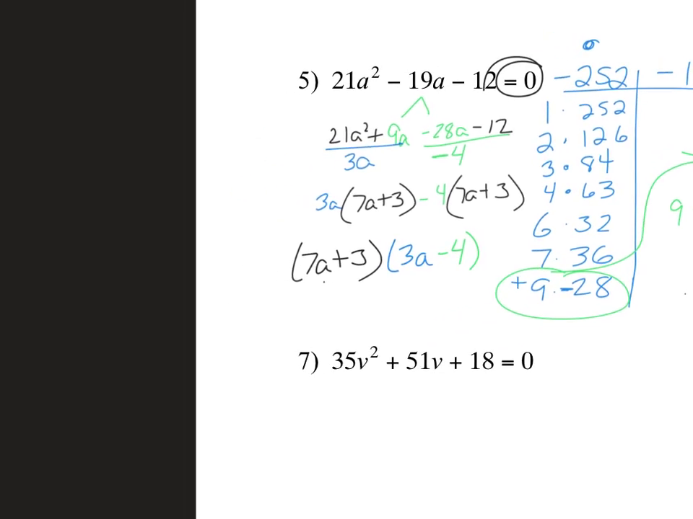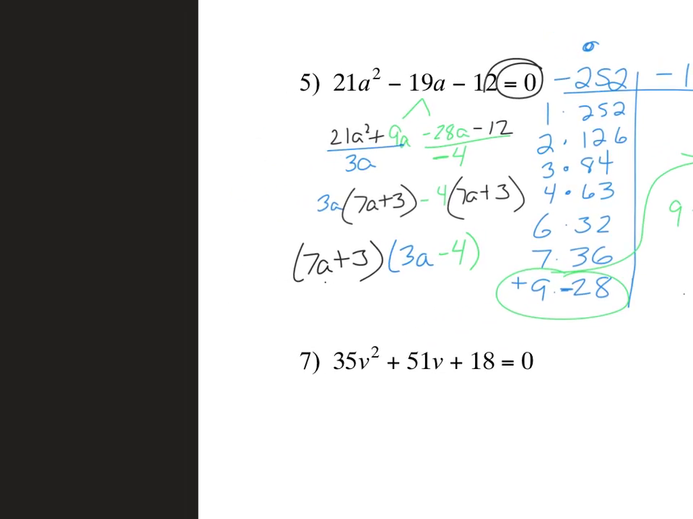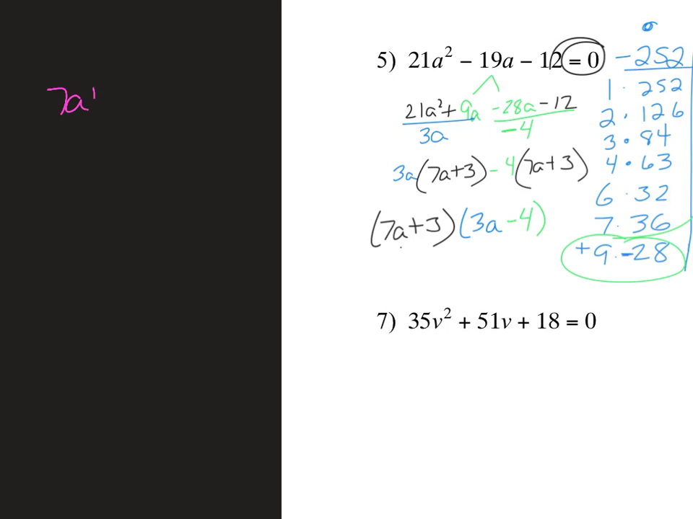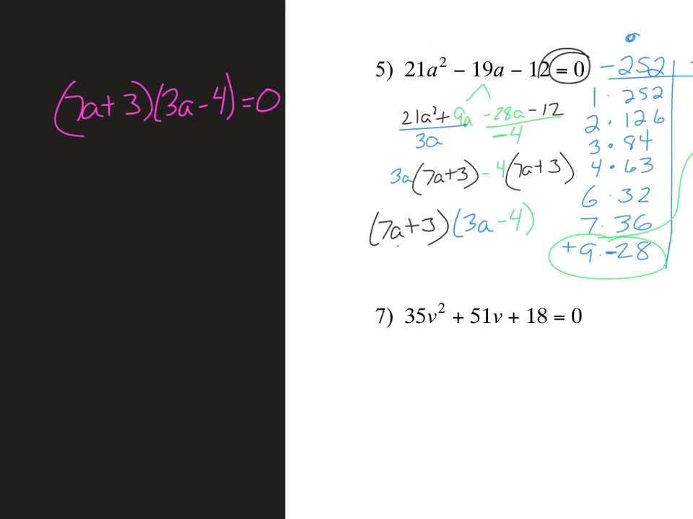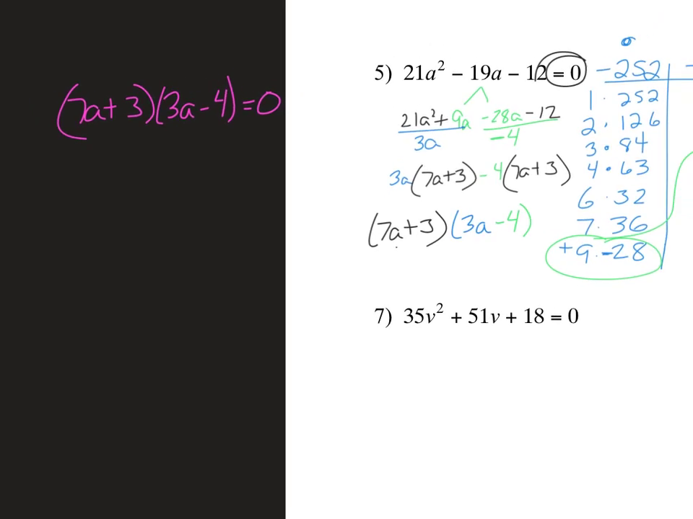So I'm going to rewrite this kind of over here to the side. So we factored it. So now we have 7a plus 3 times 3a minus 4. And that has to be equal to 0. So obviously, anything times 0 is 0. So for this equation to be true, either this binomial needs to be equal to 0 or that binomial needs to be equal to 0. Either one could be true. So we've got to set ourselves up 2 equations. Does that make sense why one of those has to be equal to 0?